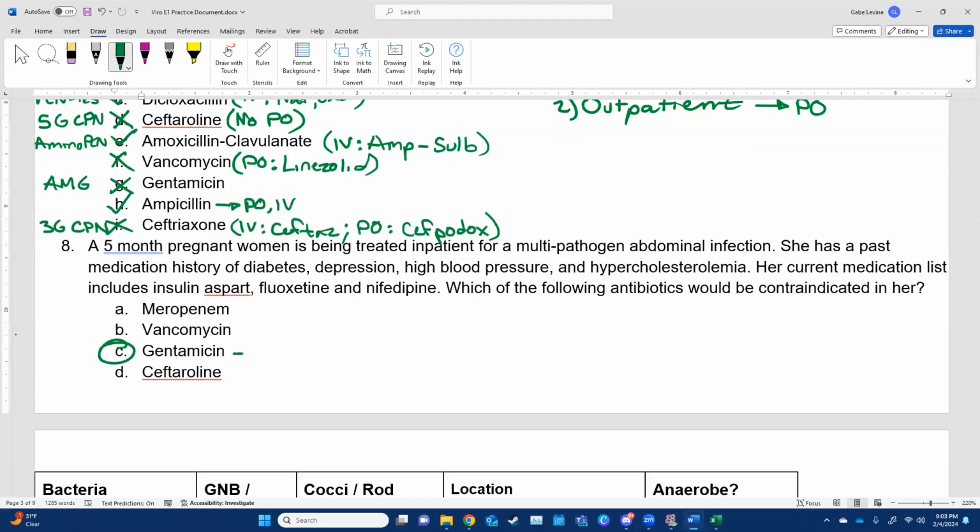Yes. Aminoglycosides cannot be given in pregnancy. Highly teratogenic. Can they be given in breastfeeding, though? So you have a mother who is breastfeeding. Nope. Can't give it in breastfeeding either. It's just harmful to kids in general.